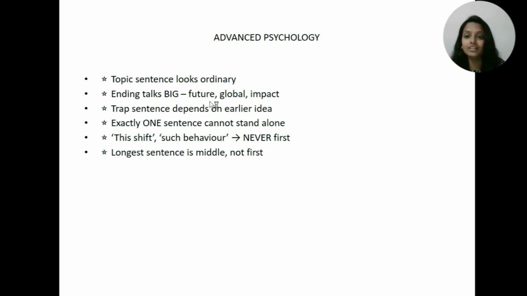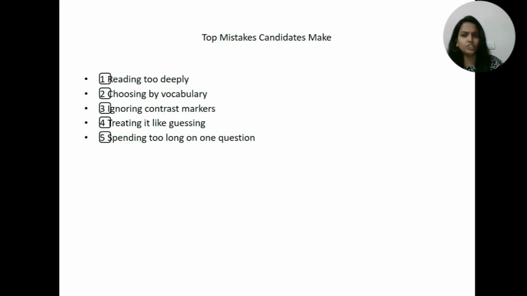And the sixth secret is the longest sentence is almost never first. Long equals developed, so that comes in the middle, obviously. Okay, and there are some mistakes that smart candidates make in PTE Core. Reading too deeply. This is not a comprehension, please don't do that. And choosing by vocabulary. Just because two sentences share the word "research" doesn't mean they belong together. And ignoring contrast markers, words like "however" or "instead" must follow something, right? So you have to look for that carefully.